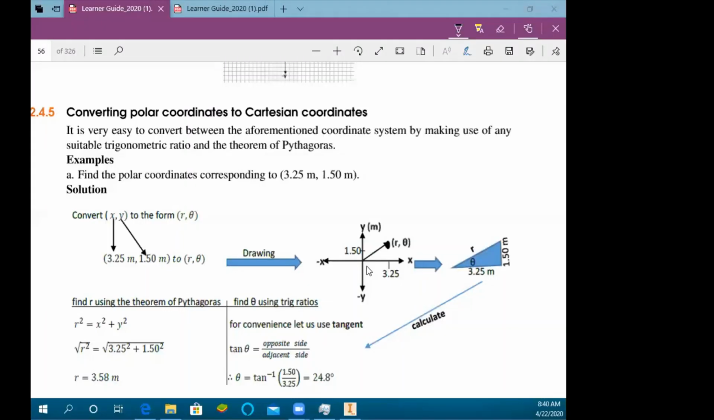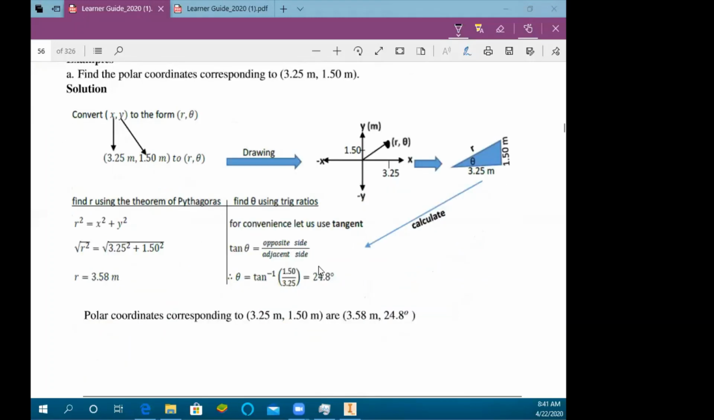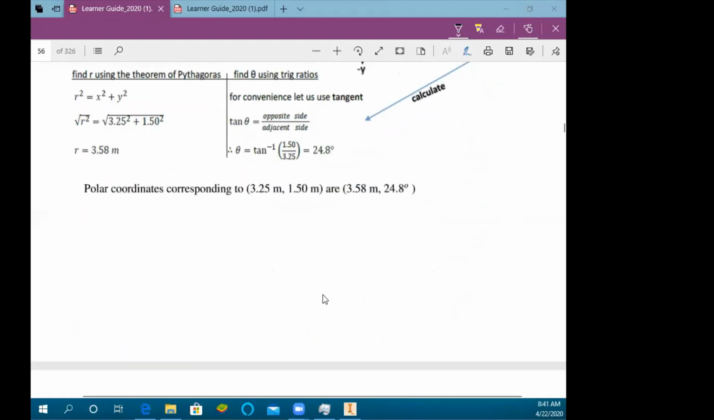Okay, so I'm back to the learner guide. Can you see it? No, sir, I can't see. You can't see the learner guide. Okay, can you see it now? Yes, yes. Okay, sure. Are these the values that we got? Yes, sir. Okay, perfect. Let's continue.